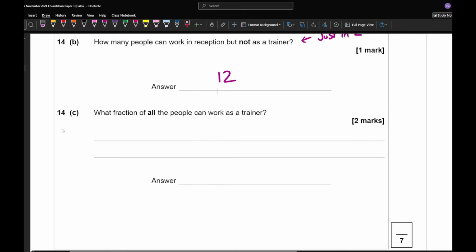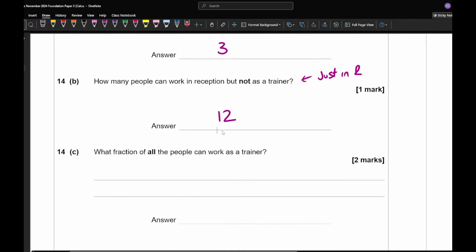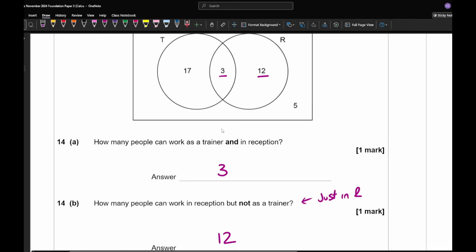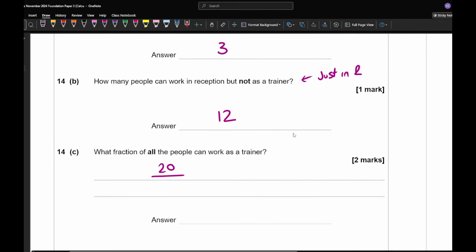It then says for part 14c, what fraction of all people can work as a trainer? Well, how many trainers do we have? That's going to be 17 plus 3, which is 20. And the total number of people, if I add up all the 4 numbers that I can see in the Venn diagram, so 17 plus 3 plus 12 plus 5, gives me a total of 37. Then just do a quick check to make sure, can we simplify that fraction? No, we can't. So the answer is just 20 over 37. Where the 2 marks come from is having the right numerator and the right denominator.